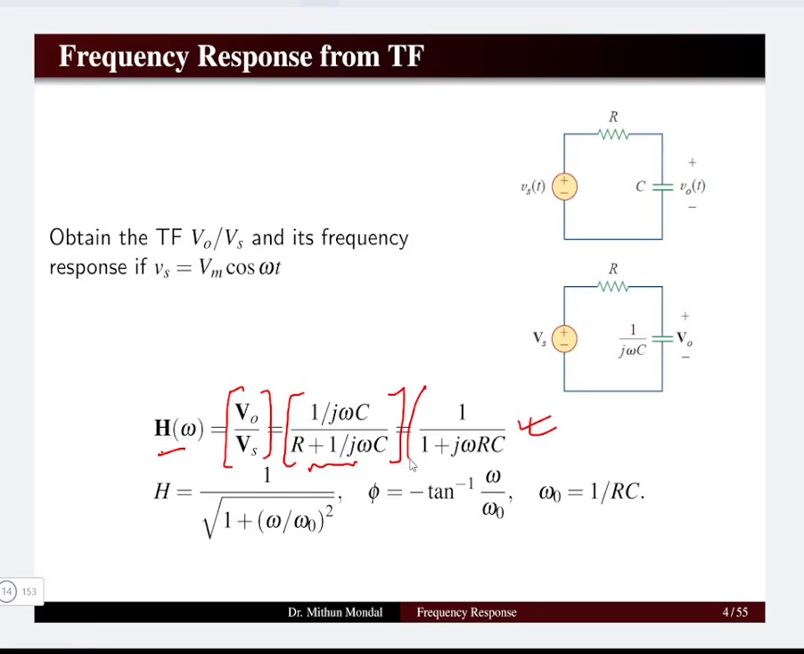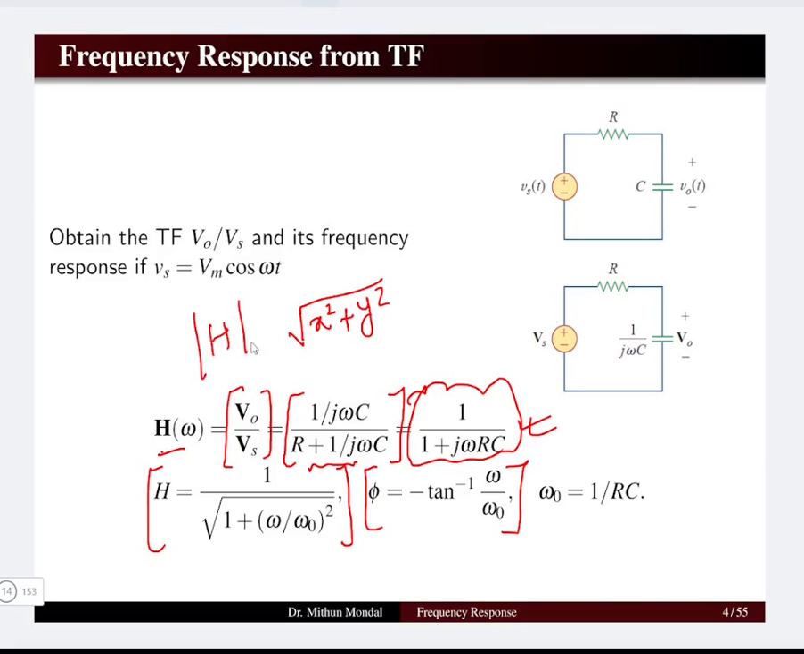So we can note that this is a complex quantity having the real part and the imaginary part. So we can separately obtain the magnitude of the transfer function and the phase of the transfer function. Magnitude is nothing but the square root of the real part squared plus the imaginary part squared. So that will give you the magnitude of the transfer function. The phase is the tan inverse of the imaginary part by the real part. We can say that omega naught is basically 1 by RC representation in this network.